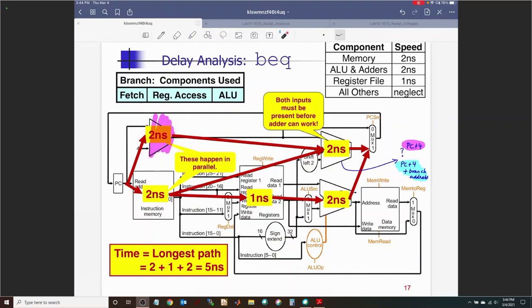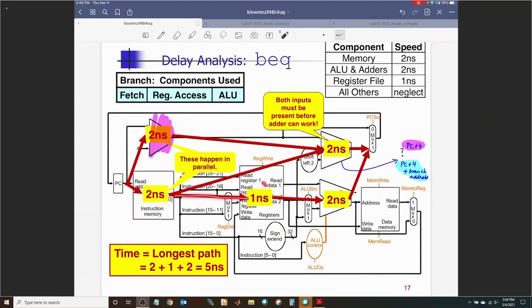Instruction fetch needs 2 nanoseconds. So both of them happened at the same time. So right away one of the inputs is ready, but we cannot add because the next address is not ready yet. So what are we going to do? We are going to have to see the result of the branch instruction. Are we taking the branch or not? How do we do that?